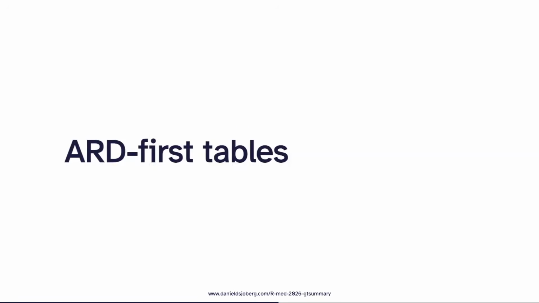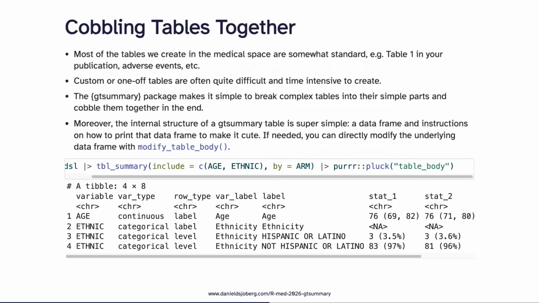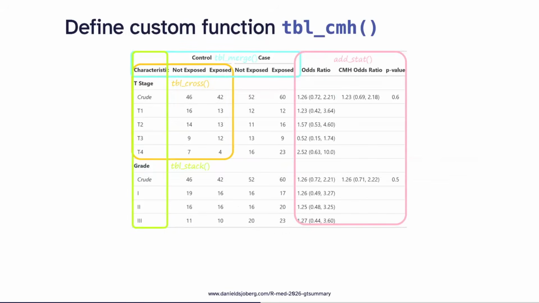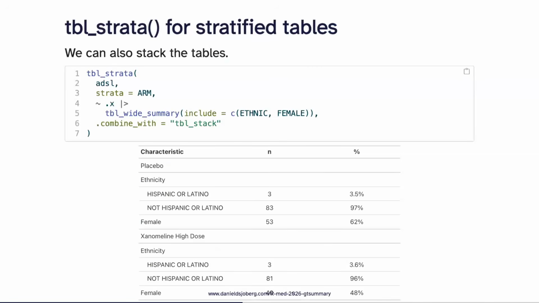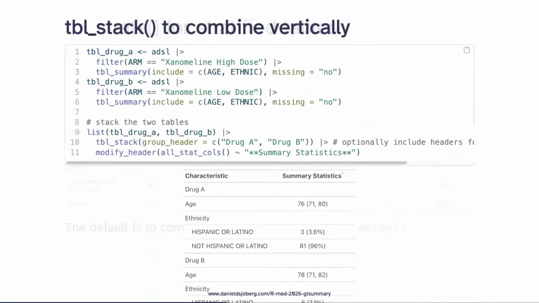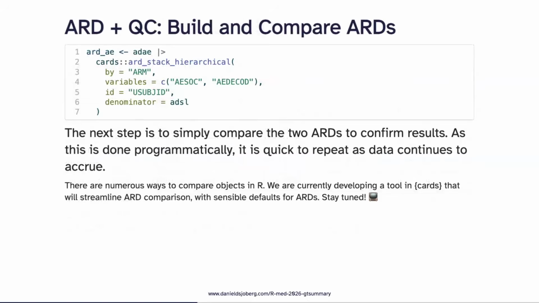So I want to talk about ARD first tables. Move on. There was a question like 2 sections ago I didn't get to ask, but it also relates to ARDs. So you had a slide up that was about comparing ARDs to confirm results, and said that you were working on functionality for that. But the question was, why do we need something special? Does running identical on ARD1 and ARD2 not work as expected?